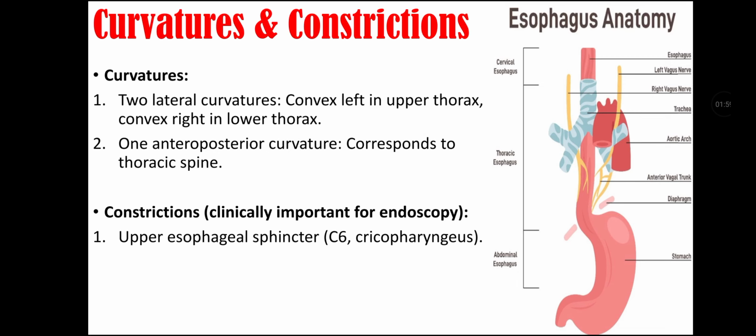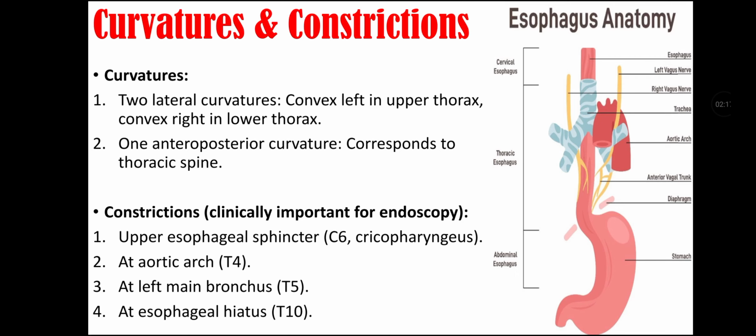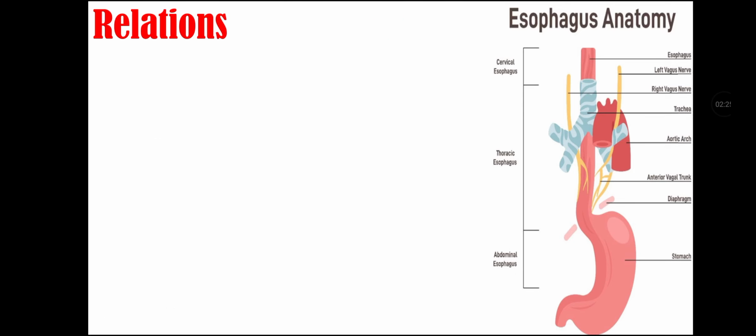There is upper esophageal sphincter that is present at the level of C6 and it is formed by the cricopharyngeus muscle. Then there is another constriction of esophagus that is at aortic arch level that is T4 level. Third constriction of esophagus is at the left main bronchus area that is T5 level. Fourth constriction of esophagus is at the esophageal hiatus that is T10 level.